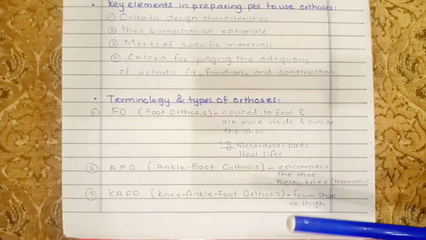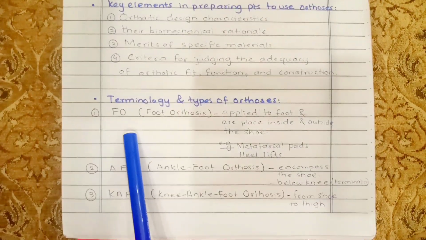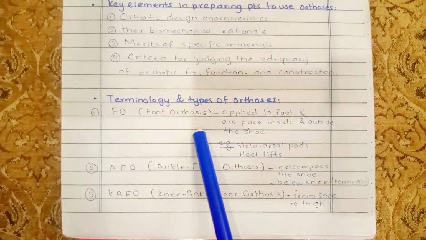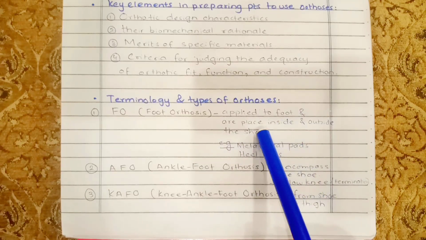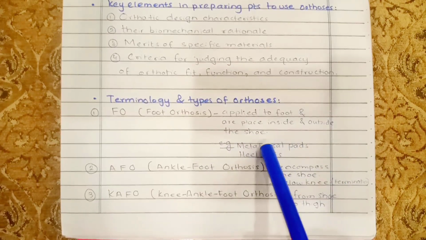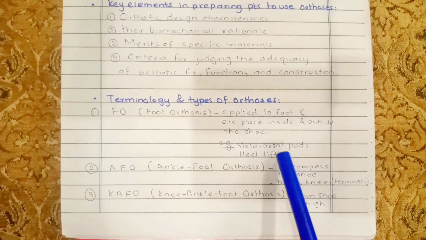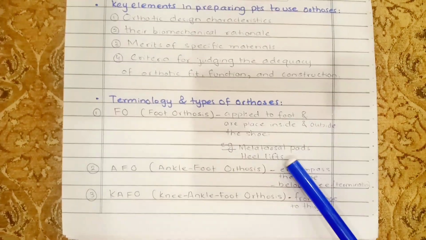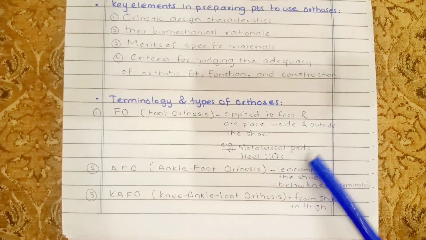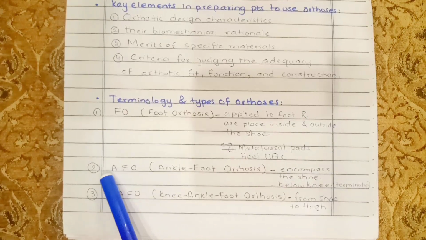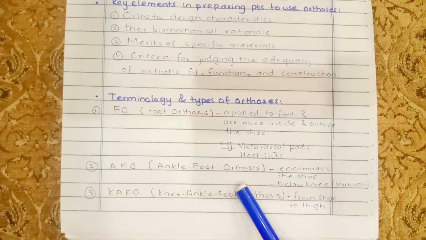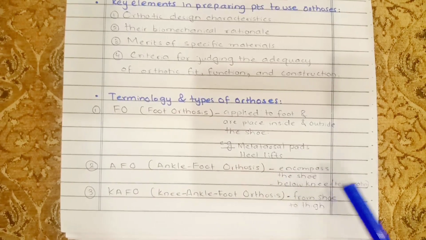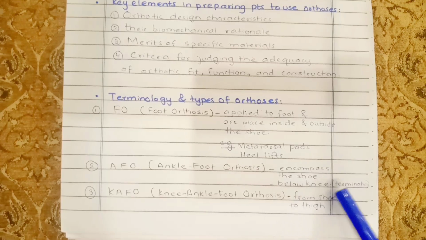So the first one here is the FO, that is foot orthosis. Now, as the name indicates, it is applied for the foot only. So it is applied to the foot, and these are placed inside or outside the shoes. For example, it can be a metatarsal pad or the heel lift, both of which are placed inside the shoe. Then there is AFO, A for ankle, F for foot, O for orthosis. So ankle foot orthosis, and the name indicates that it encompasses the shoe. And it is below the knee, that is the termination is below the knee.